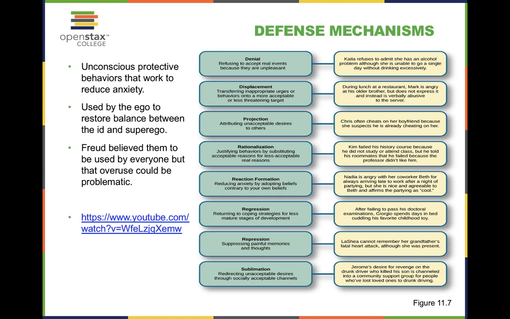And lastly, sublimation. So sublimation is whenever we redirect unacceptable desires through socially acceptable channels. So this is the most healthy and productive defense mechanism. So, for example, Jerome's desire for revenge on the drunk driver who killed his son is channeled into a community support group for people who have lost loved ones to drunk driving.